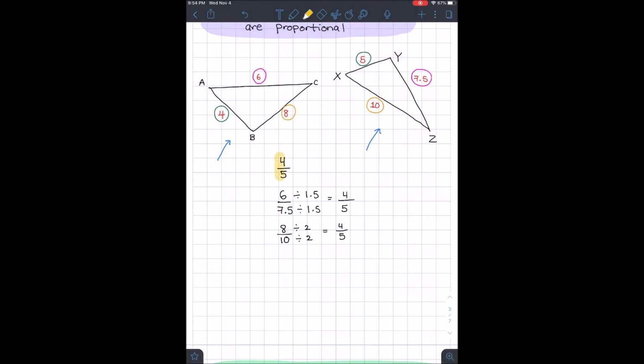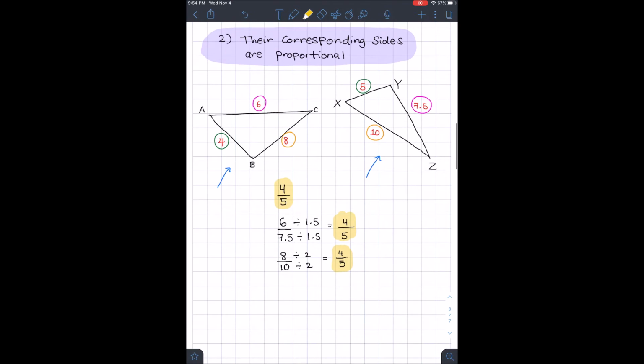And here we can see that all fractions are the same. And if we recall, the condition was that if the corresponding sides are proportional, meaning all fractions are the same, then these two triangles are similar.